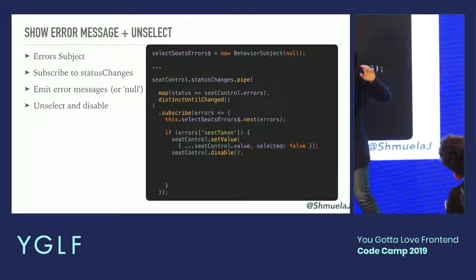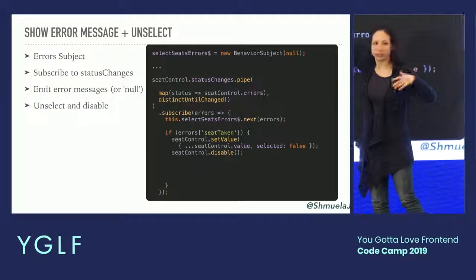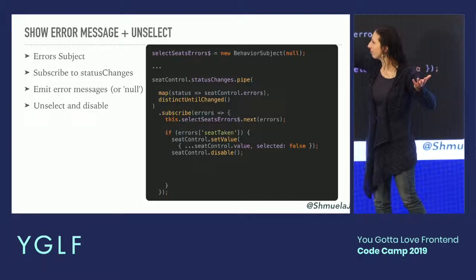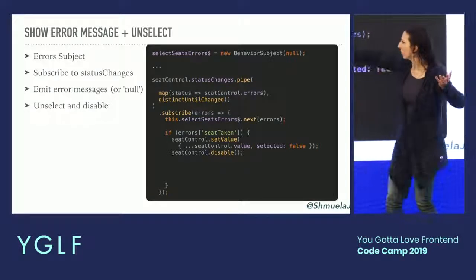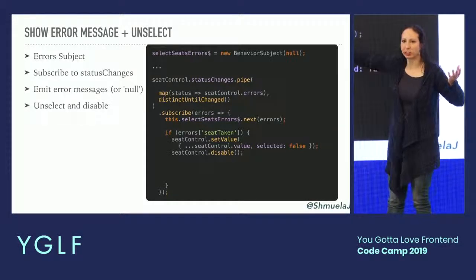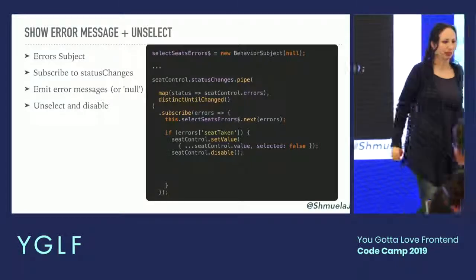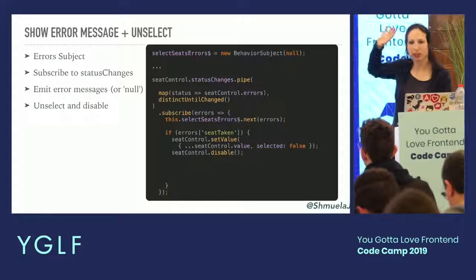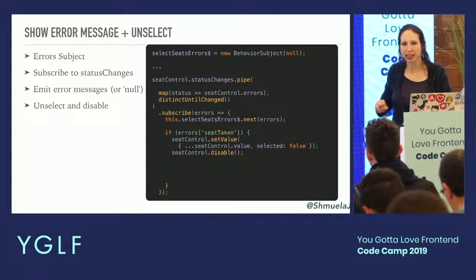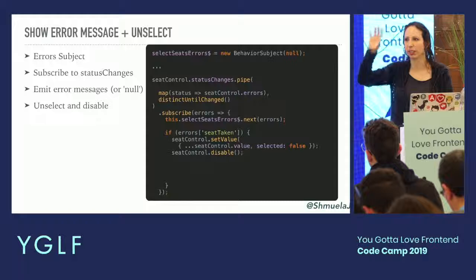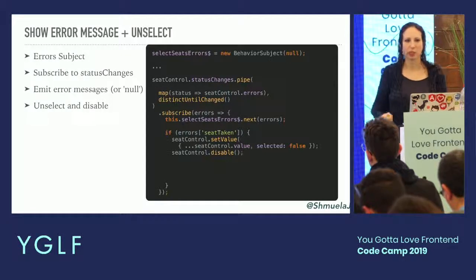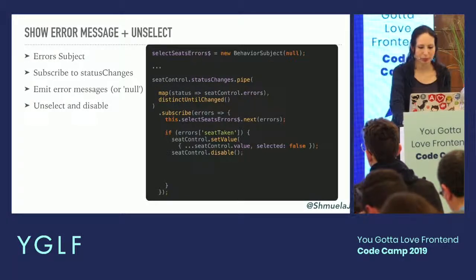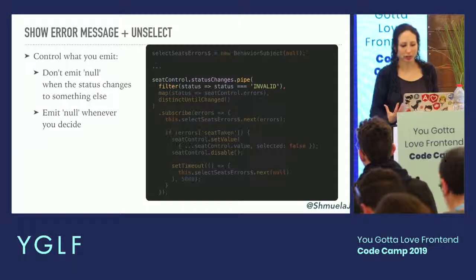So again, the status changes, and it's distinct, and we then pass to our error subject that, hey, everything is fine now. We pass it the null object. So we don't even get to see the error message. So what do we do? We take control over it.